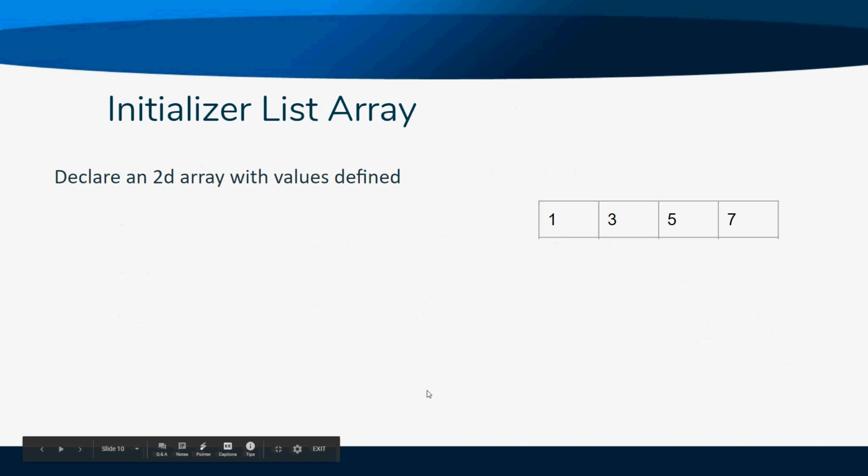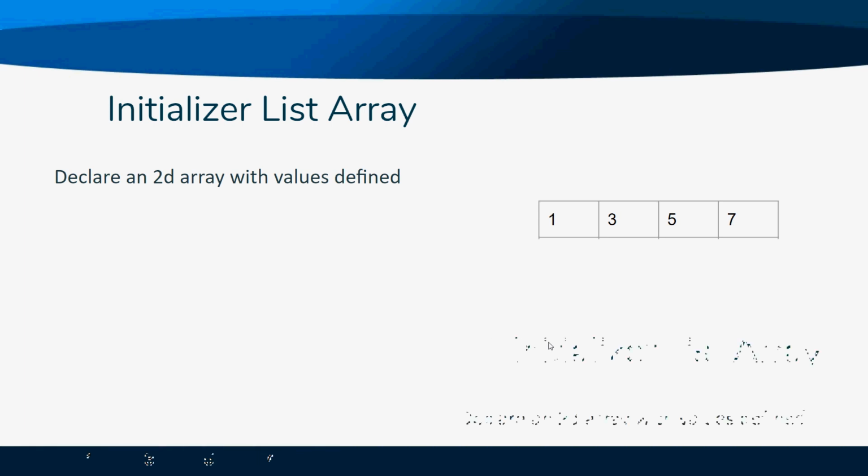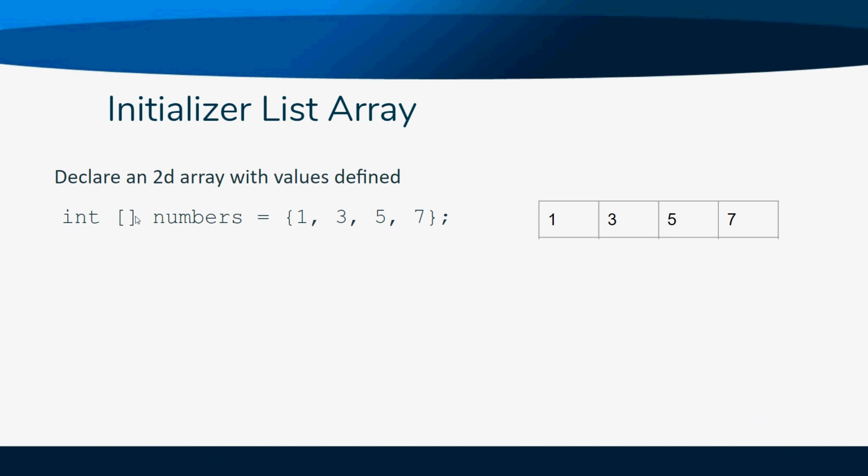Okay, so just a review on arrays. If you wanted to declare a 1D array with the values defined, you could use an initializer list. To do that, you'd say int numbers, you have one set of square brackets, you name it, and you put in the values in your single dimension that you want to put in. So this is just the review. This is how we did it in the array chapter.